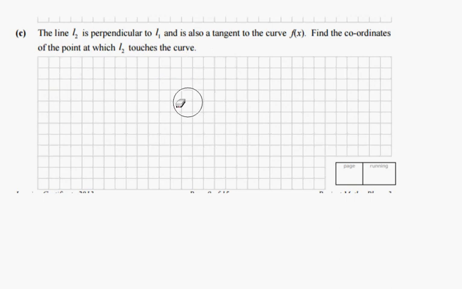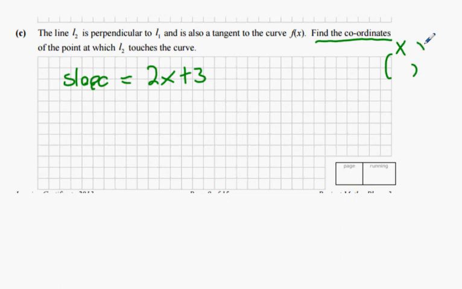Okay? In this particular question, the slope formula is 2x, was it 2x plus 3, yeah? I want to find the coordinates. What does that mean? How do I answer the question? I need to find an x value and I need to find a y value. I haven't answered the question until I get an x value and a y value. Where they come from, we have no idea at the moment.